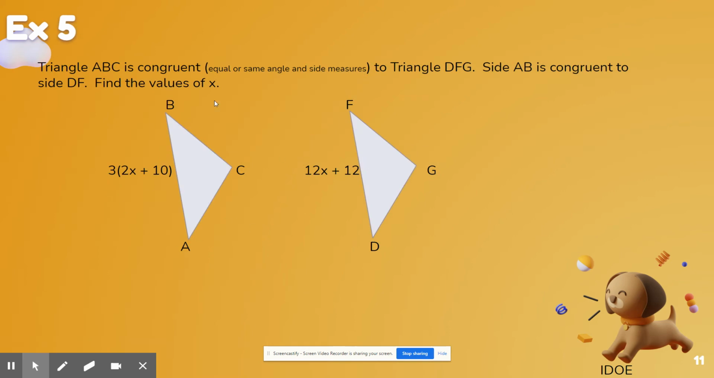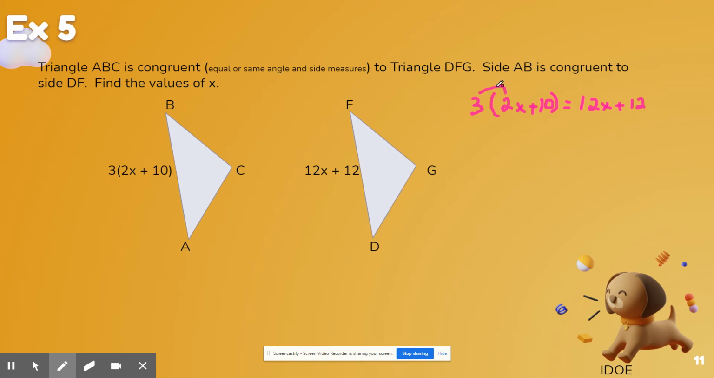For this next problem, this is kind of hard. It says a triangle ABC is congruent, equal or the same angle and same side measures to triangle DFG. Side AB is congruent to side DF. Find the values of X. Now, here's the important part. Congruent just means equal. So what you're basically going to do is take the one side and set it equal to the other side. And then you just do the operation so that you can get it done.